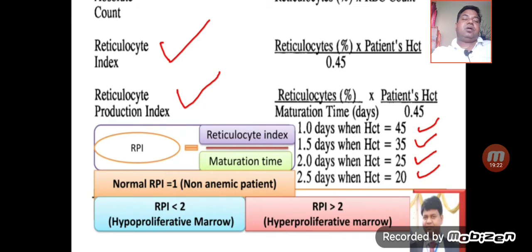index in a non-anemic patient is 1. Whenever the RPI is less than 2, it is indicative of hypoproliferative marrow, and whenever it is more than 2, it is indicative of hyperproliferative marrow. So it can be detected by this method.